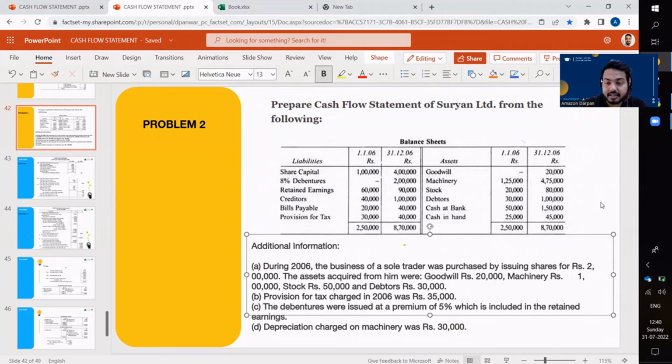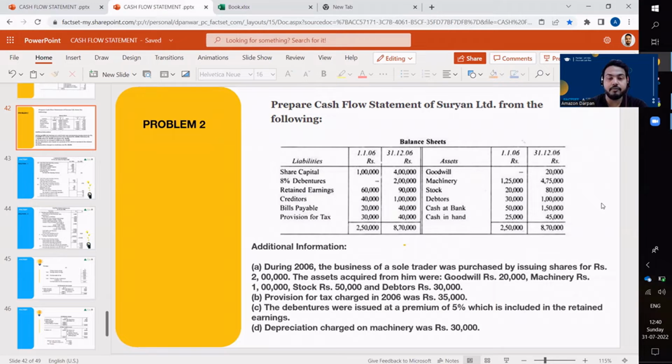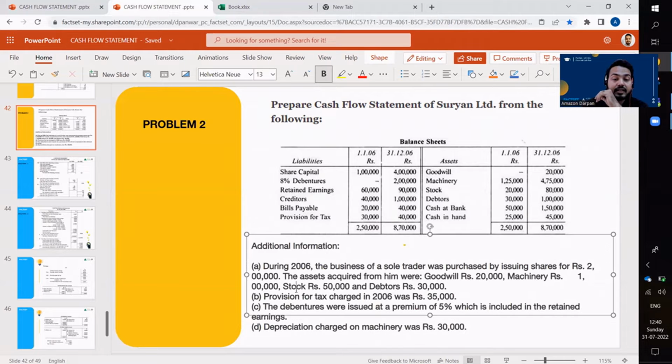If you read this additional information provided, during 2006, the business of a sole trader was purchased by issuing shares of 2 lakh. We can ignore this part. Assets acquired from him were goodwill. You can ignore this as well. Machinery and stock of rupees 50,000 was acquired. We are right now focused on stock, so we should keep our purview only to stock, or else the question will confuse you.